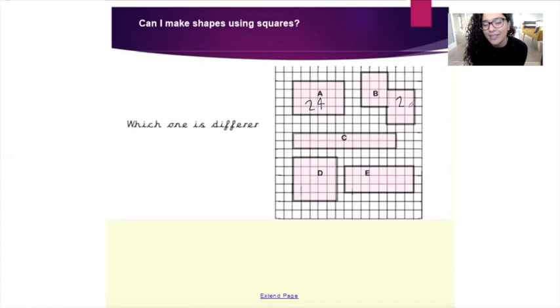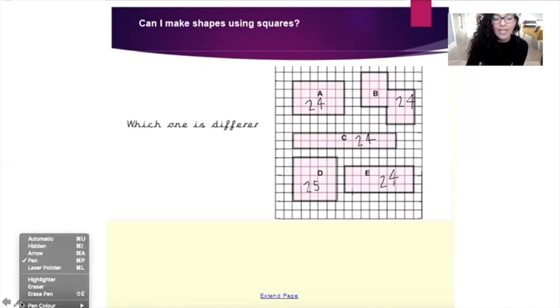If you got 24, then well done, you are correct. The area of shape B is 24. What about C? If you said that C has an area of 24 as well, then well done, you are correct. What about D? So D is a little bit different with an area of 25. What about E? And E has an area of 24.